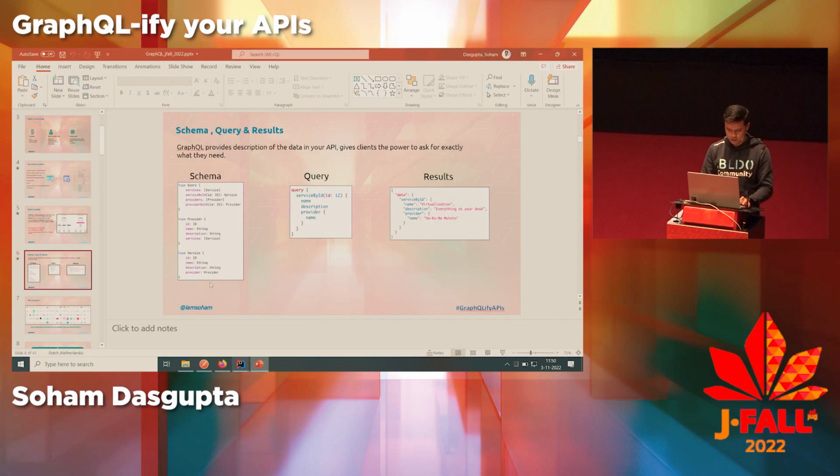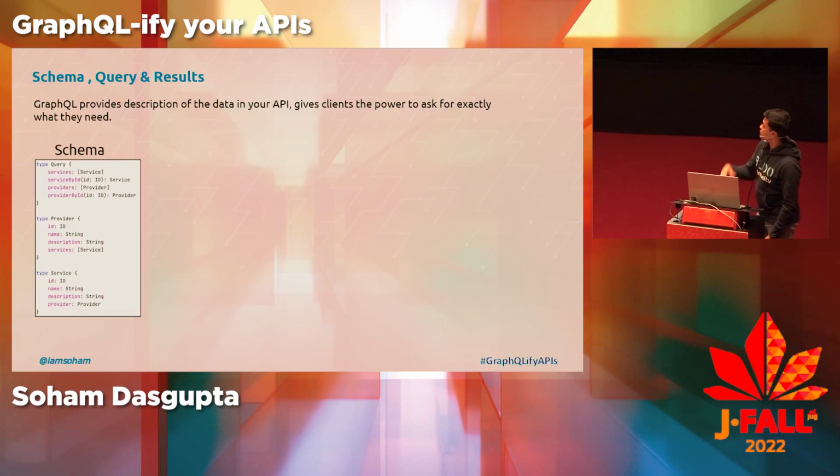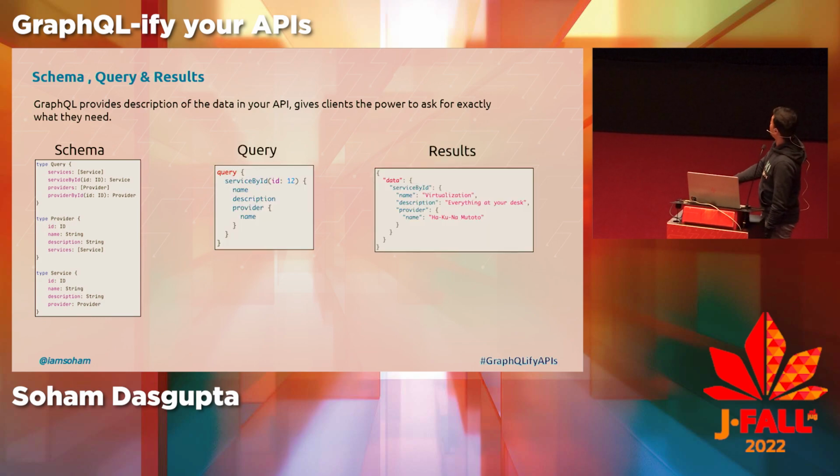Let me go back to my presentation. So that's what a schema looks like. That's what a query looks like. And that's what the results look like. For mutation, you just say mutation and the mutation operation with what you want to do.